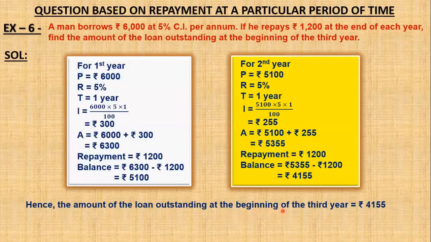So the amount of the loan outstanding at the beginning of the third year. At the beginning of third year means at the end of second year. At the end of second year or at the beginning of the third year, the amount left as a loan will be rupees 4,155.